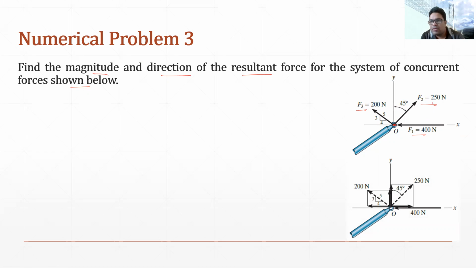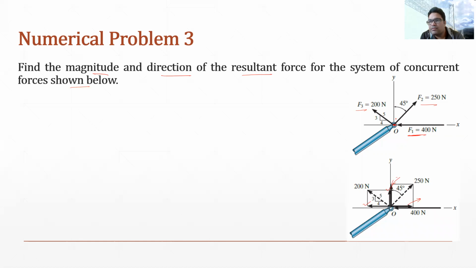Now you can see F2 is converted into two components, one along the x-axis and one along the y-axis. So the 250 Newton force is converted into two components. Similarly, the second force F3 is again converted into two components, one along the y-axis and one along the x-axis. And the third force, F1, is directly along the x-axis, so there will be no other component of this force, because it is exactly along the x-axis.